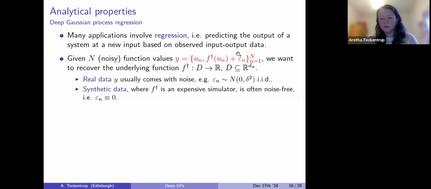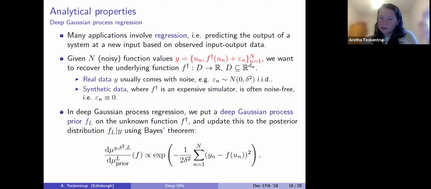We can observe it with or without noise. It really depends on the context. If you have real data, you usually assume that it does have noise. If this is synthetic data, then you don't assume noise, and so this epsilon could be non-zero, or it could be zero, really depending on the context. If you then want to do prediction, you want to find out what f† is at a new input location u, and that really corresponds to doing regression or interpolation.